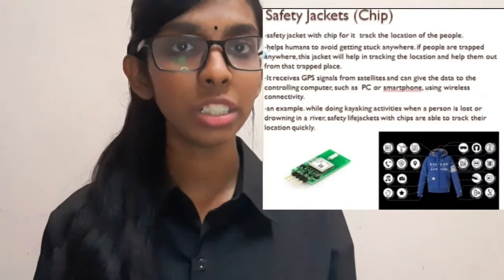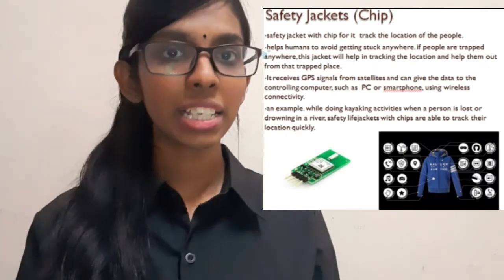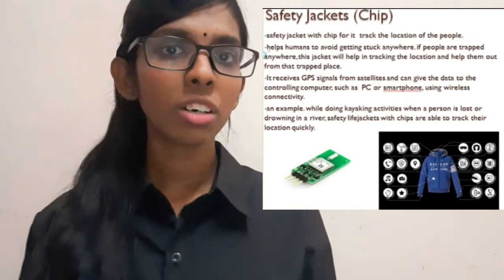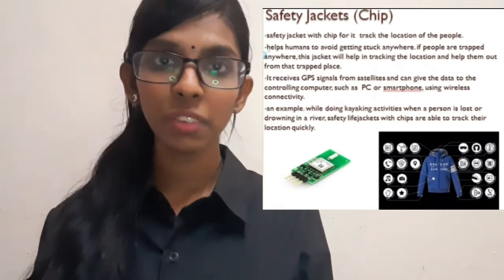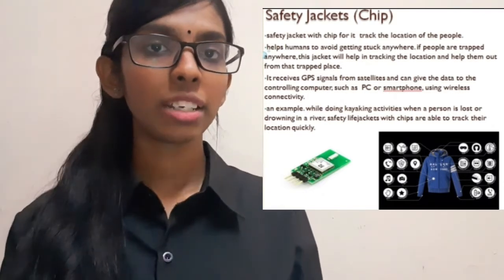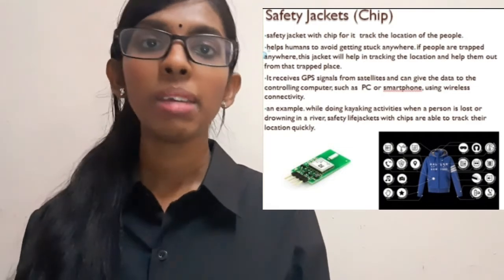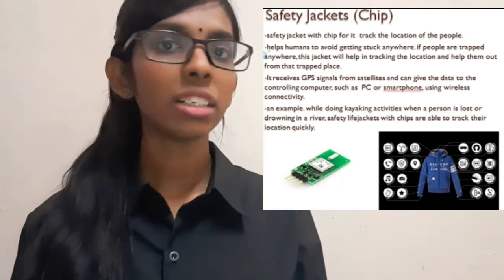Therefore, my suggestion is to use a safety jacket with a chip to track an individual's location. This type of location tracking jacket is as effective as closed-circuit television (CCTV), because a jacket is the most important thing to ensure our safety while doing any activities, and it's even more important at the activity center. So how can these safety jackets with a chip make a human's tasks or activities easier? And here is how it works.